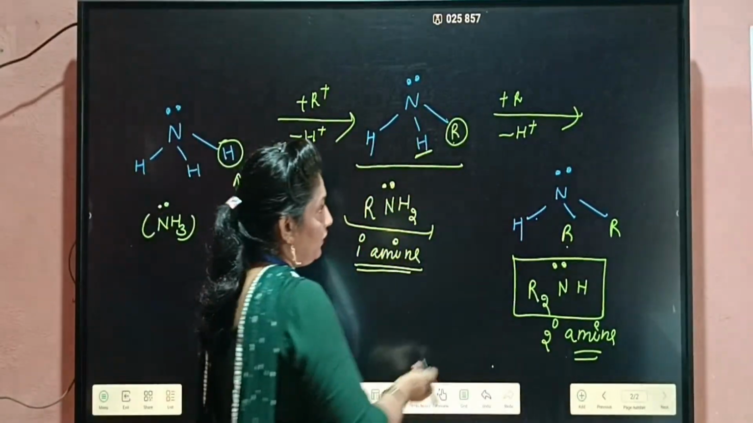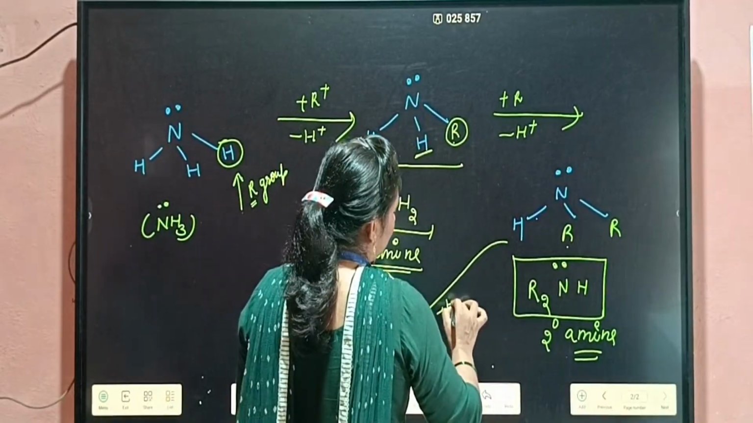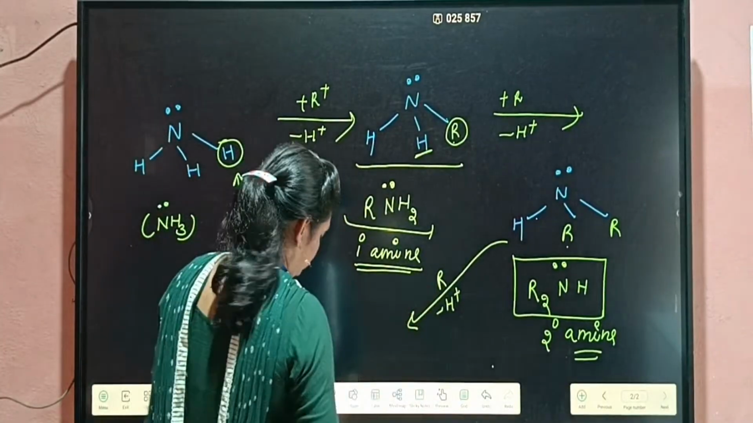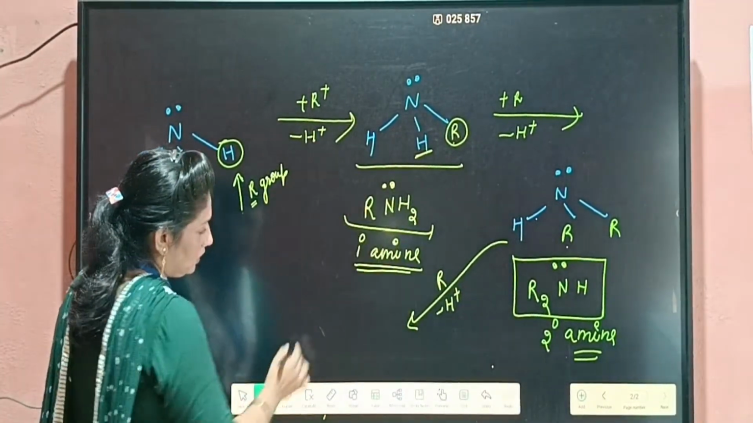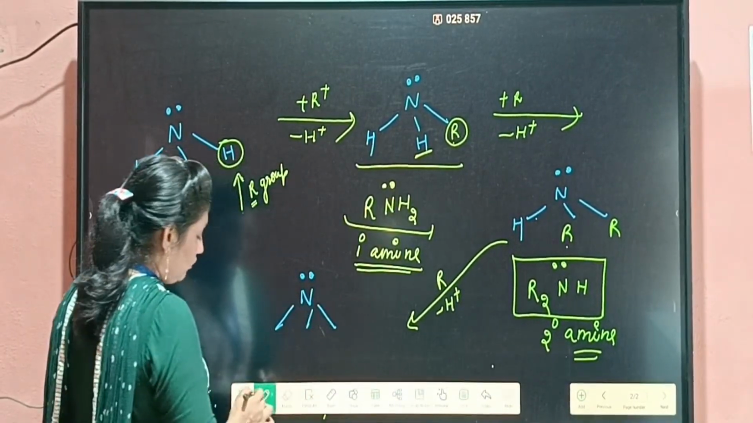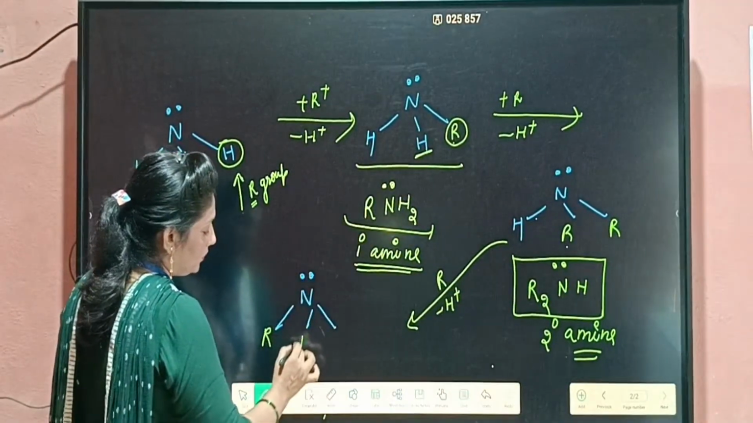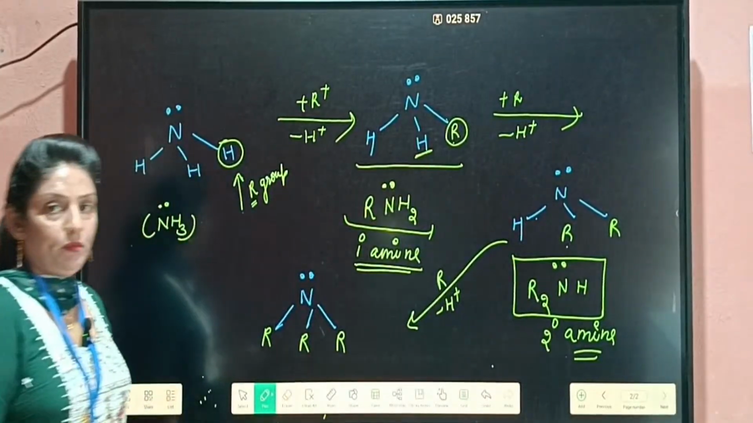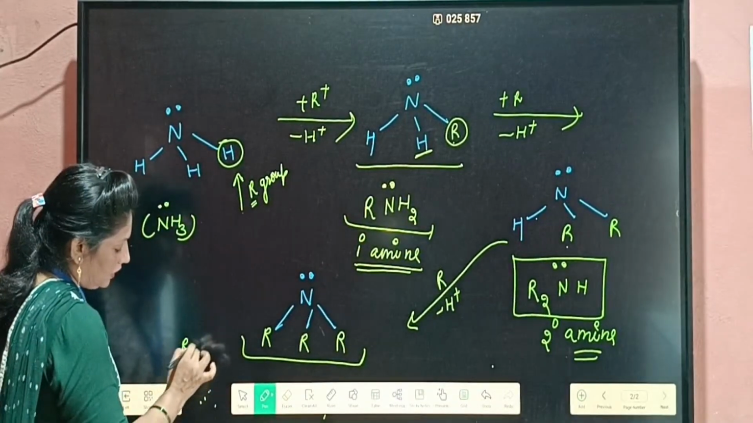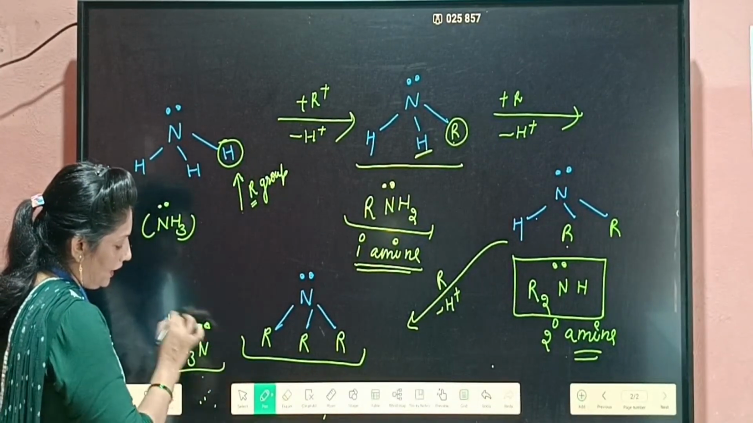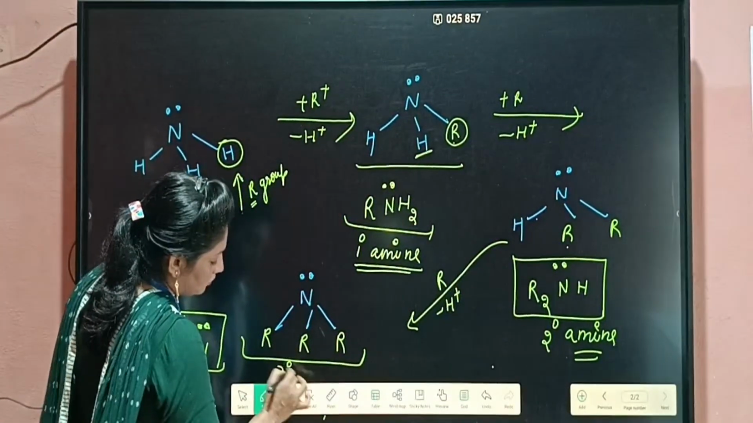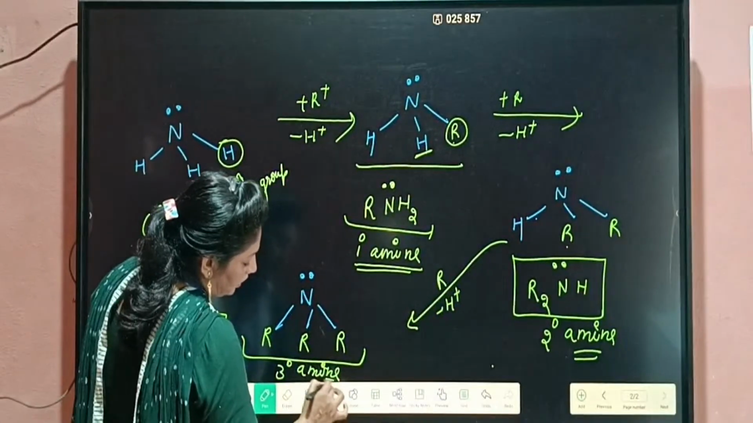Now, if I replace one more hydrogen by an alkyl group, these all 3 alkyl groups may be same or different. This is R3N. The lone pair is as it is. So students, it is known as tertiary amine.